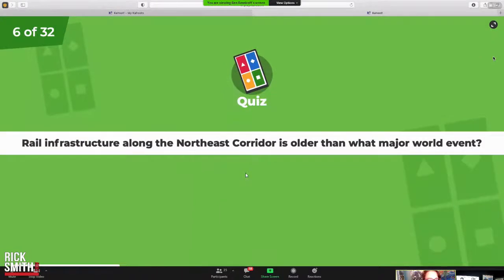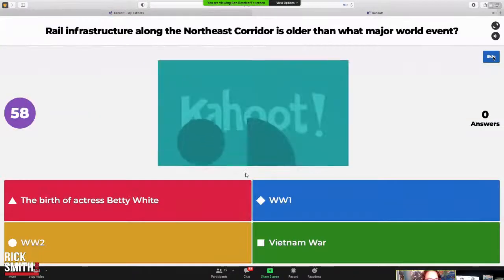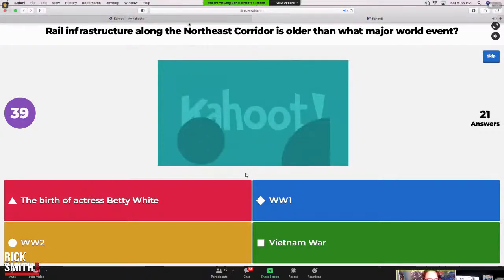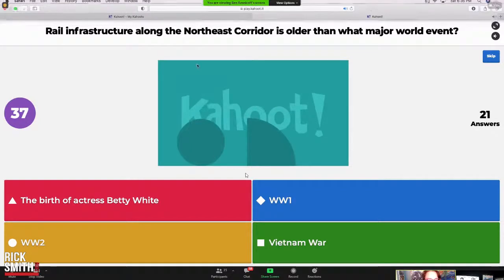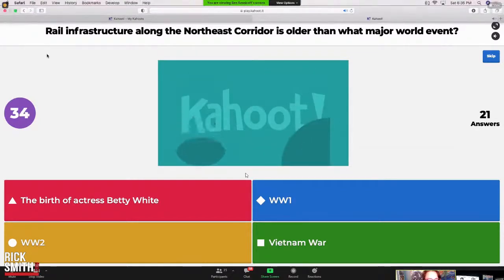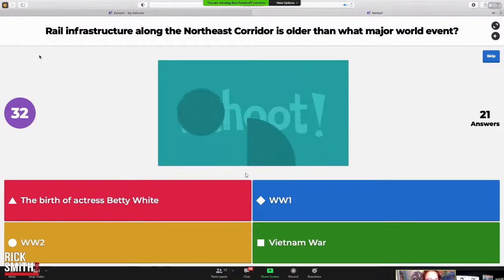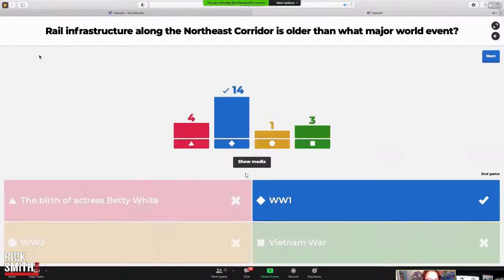The next question, number 6: rail infrastructure along the Northeast Corridor is older than what major world event? The birth of actress Betty White, World War II, World War I, or the Vietnam War? Which major world event is our Northeast Corridor rail infrastructure older than? I think there's going to be a lot wrong on this one, because I think people are going to fall for the easy answer. Let's find out how folks did on their answer.